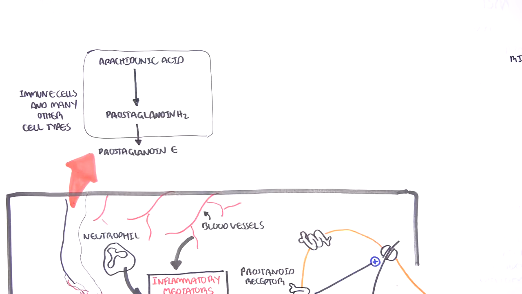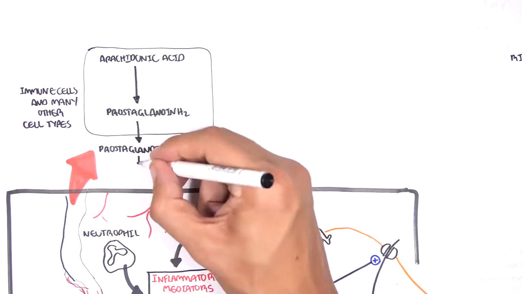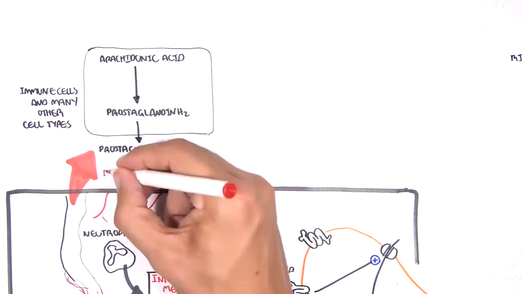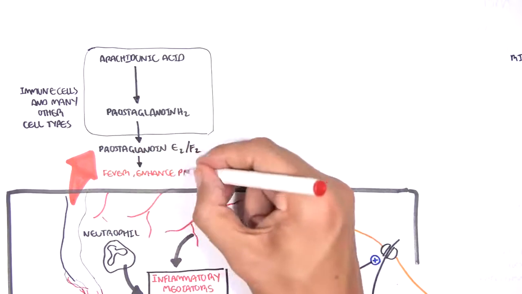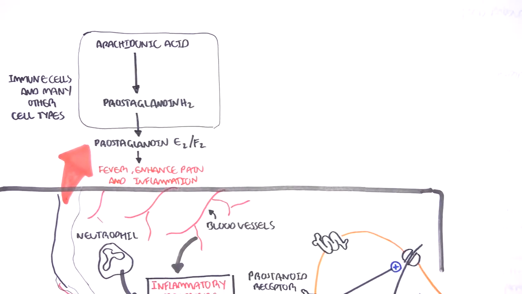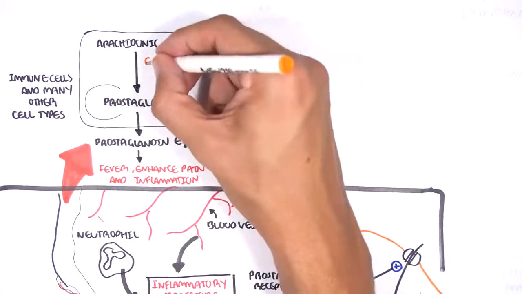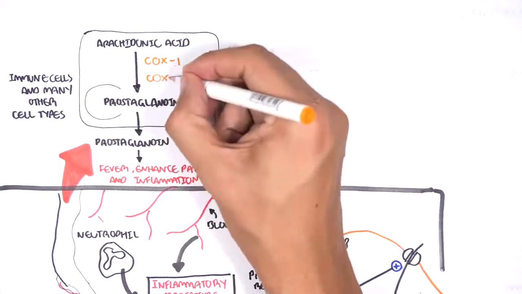Prostaglandin H2 then becomes prostaglandin E2 and prostaglandin F2. These prostaglandins are the ones that initiate or cause fever, and enhance pain and inflammation. The enzymes responsible for the production of these are cyclooxygenase 1, COX-1, and cyclooxygenase 2, COX-2.